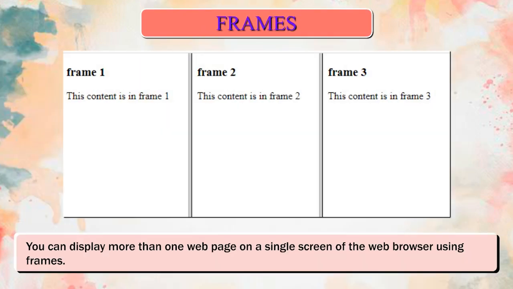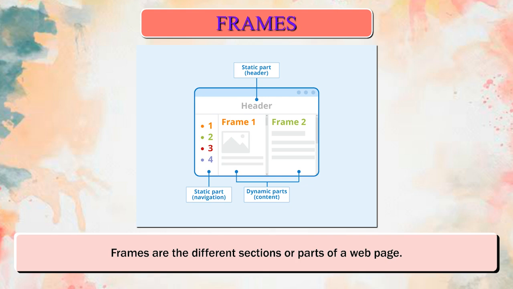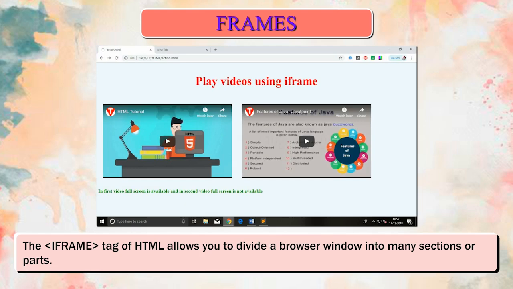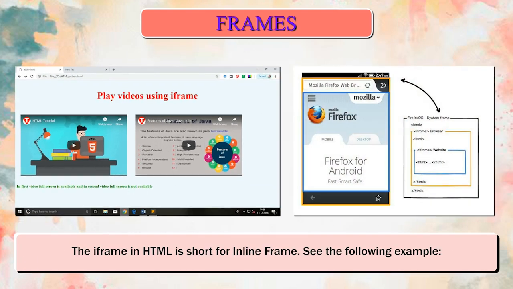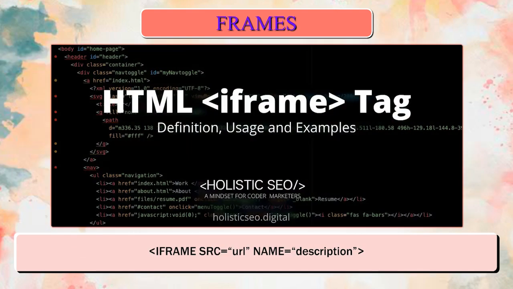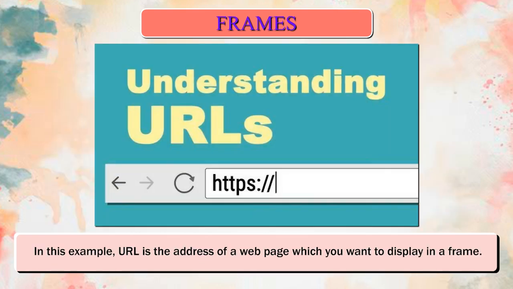Frames. You can display more than one web page on a single screen of the web browser using frames. Frames are the different sections or parts of a web page. The iframe tag of HTML allows you to divide a browser window into many sections or parts. The iframe in HTML is short for inline frame. See the following example. iframe src is equal to URL name is equal to description. In this example, URL is the address of a web page which you want to display in a frame.